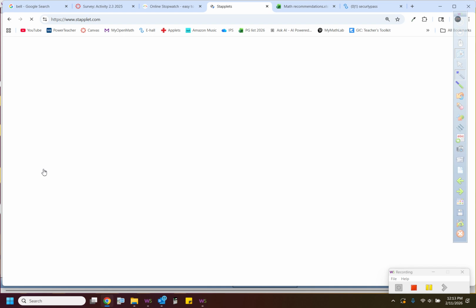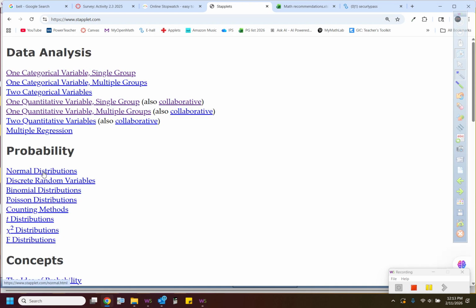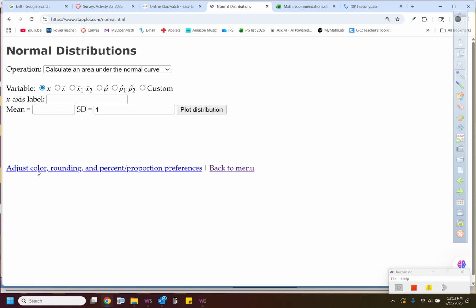We are under the probability section. Do you see where it says normal distributions right here? So we're going to use this one a lot. Click the normal guy. And then don't worry about all this crazy nonsense up top. We need to put 2 bits of information in here.